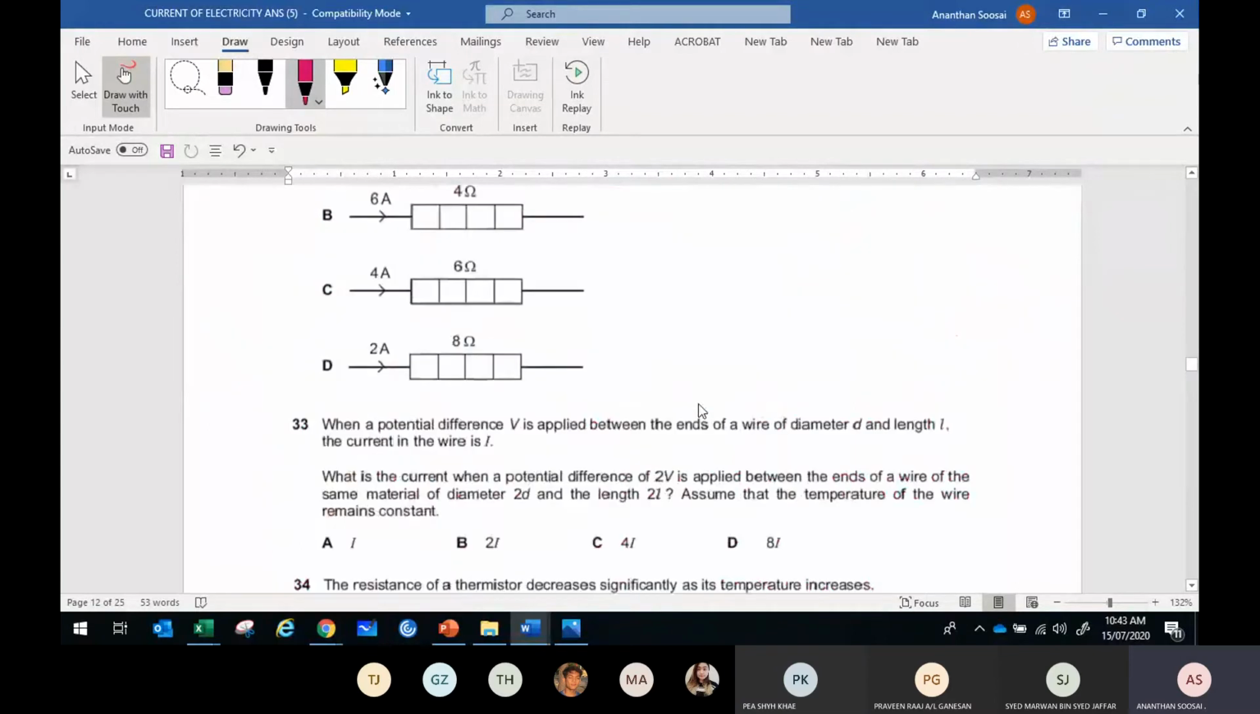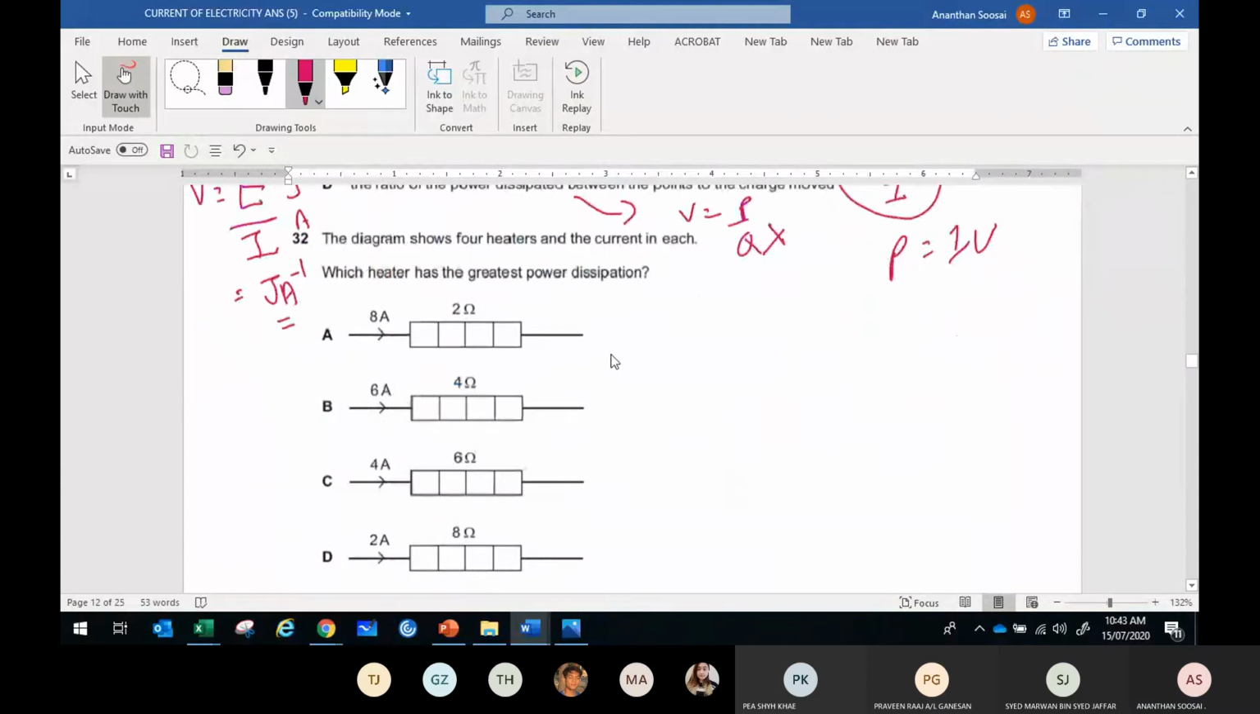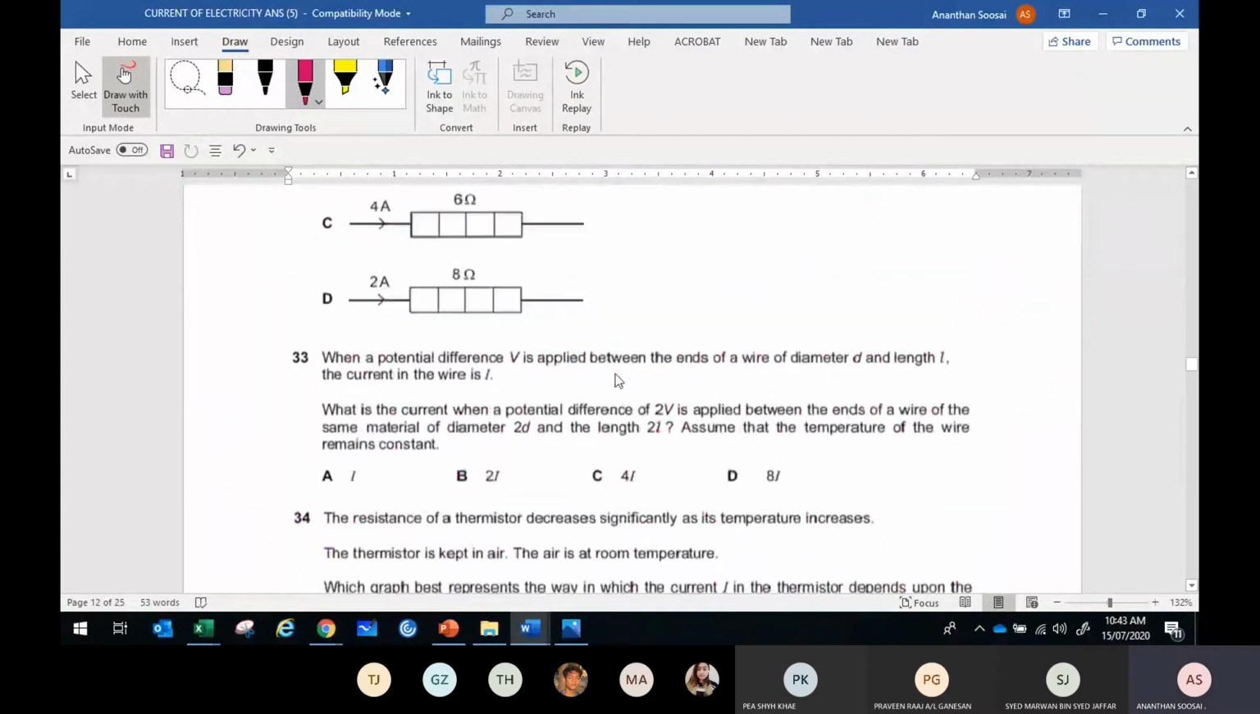Okay, 33. Page 12, question 33. Okay, 1 minute again. Carefully analyze the question, come on.